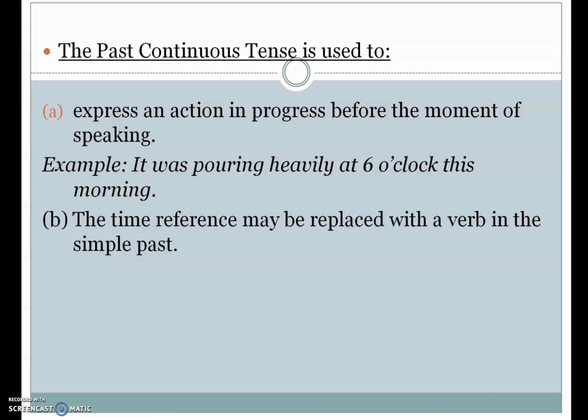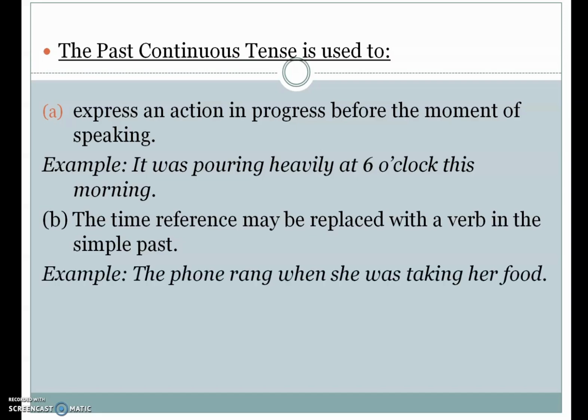That is past continuous. Then the time reference may be replaced with a verb in the simple past. What is that? The phone rang when she was taking her food. Now we replace the time reference with the past tense. We use the second form of verb, rang. So rang is in simple past, right? Second form of verb, simple past. She was taking her food when the phone rang.